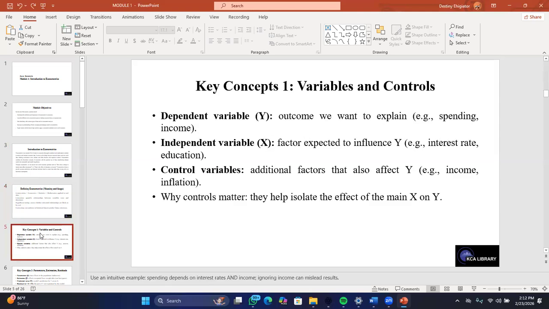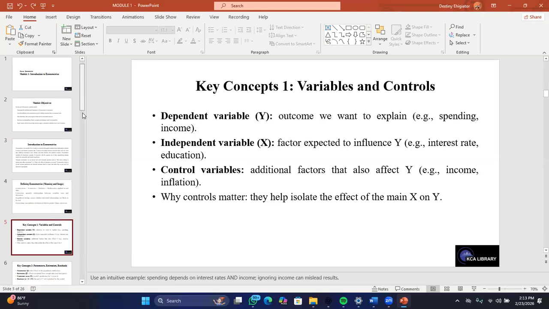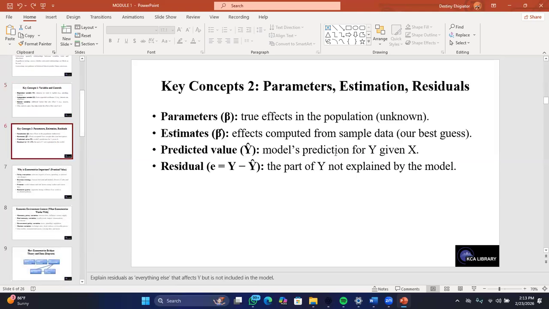Let's look at some of the key concepts in econometrics. The variables and controls. Under variables, we have two types: dependent variable and independent variable. The dependent variable is the outcome we want to explain, e.g., you want to explain spending, you want to explain income. While the independent variable is the factor that is expected to influence the dependent variable, which is y, e.g., interest rate or education. While control variables are additional factors that also affect y, e.g., income or inflation. Why controls matter is that they help isolate the effect of the main x on y, that is the independent on the dependent.